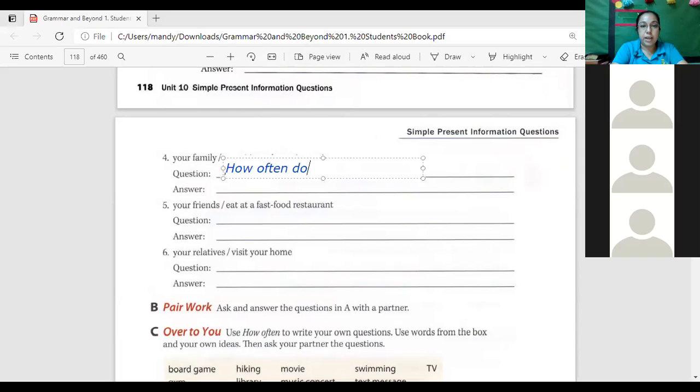Do. Okay, so let's check. We have family here. Family is plural or singular? Singular. Okay, so how often does your family go out to a nice restaurant? Remember, check the subject. If it is plural, you use do, but if it is singular, you use does, as in this example.